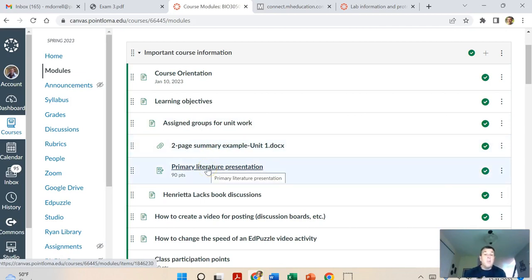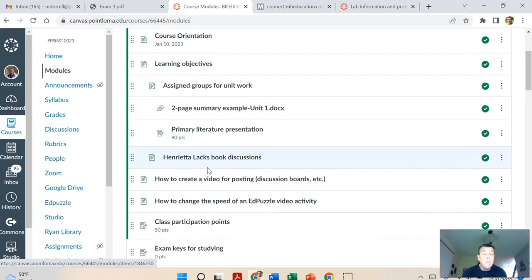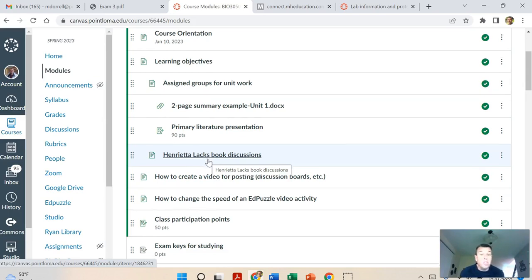This is information on the primary literature and rubrics and things like that. One more thing to take a look at is the Henrietta Lacks book discussion. So we will be reading Henrietta Lacks, and Henrietta Lacks basically divides itself into 3 parts. You'll see this on the schedule that I'll show in a second. But this is where you can participate in the discussion boards and things like that.